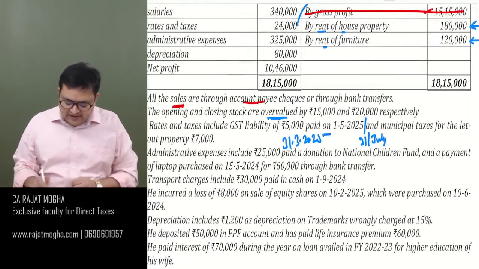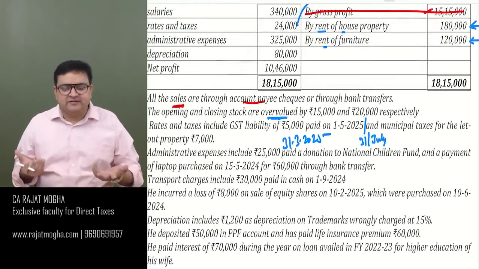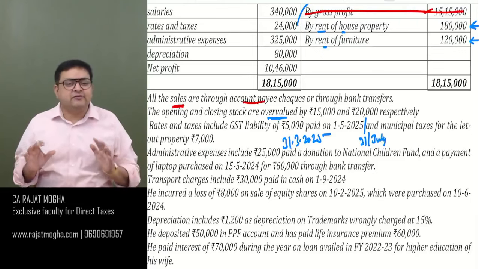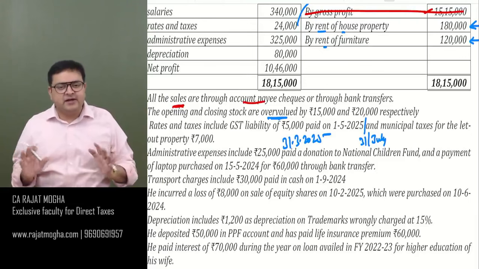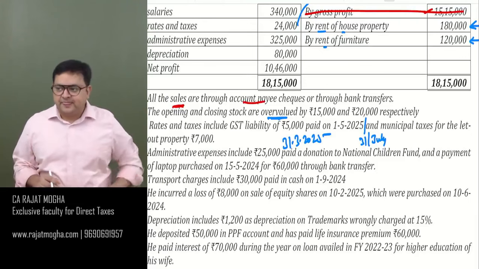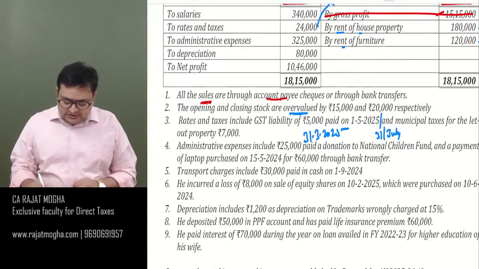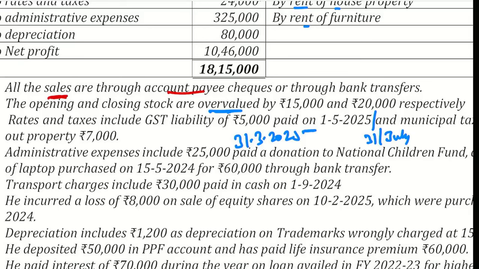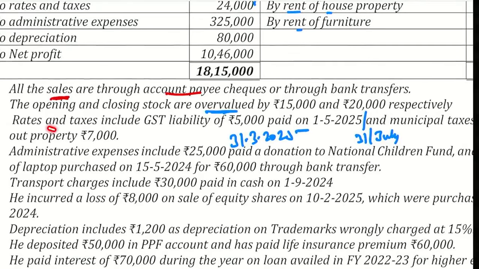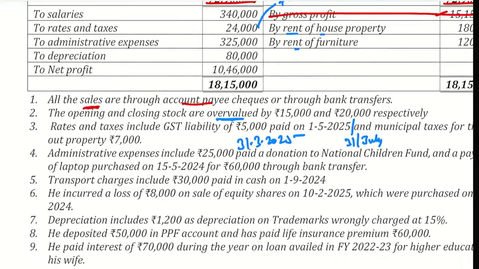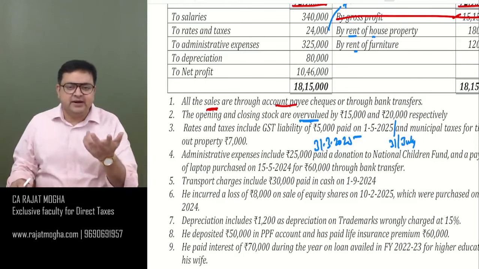And municipal taxes for the let out property are 7,000. When were municipal taxes paid? It is not given. So we'll assume that municipal taxes are paid normally during the year. If you look at the sentence carefully, they are telling us rates and GST taxes include GST liability of 5,000 paid on 1/5/2025. Full stop here. Although there is no full stop, the word 'and' is there. So everything related to 1/5/2025 is over now, and then municipal taxes of 7,000. They have not mentioned when municipal taxes are paid, so we'll assume it is paid during the year.